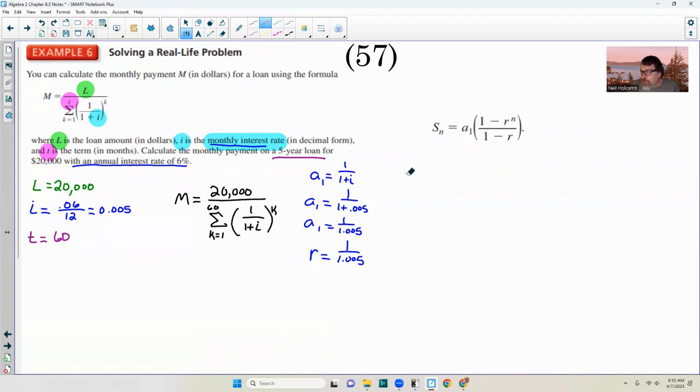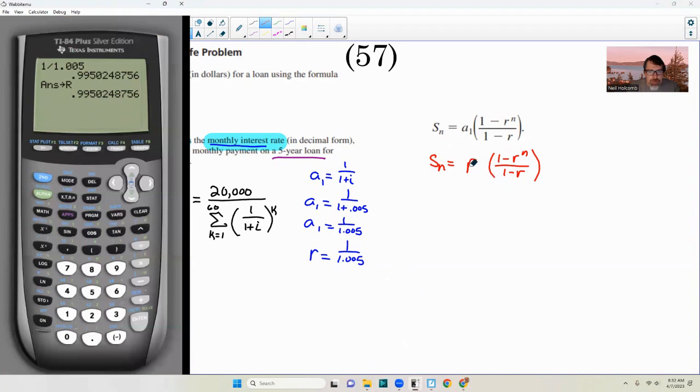Now I'm going to go back to here, and S sub n is now going to become what we're entering in our calculator. So S sub n is going to equal a sub 1, which is 1 over 1.005, times 1 minus r to the n over 1 minus r. Well, 1.005 is r. So I'm going to erase this instead of putting a sub 1, and substitute in for r. a sub 1 equals r in this situation, so I replace it there. And I already know in my calculator what r is.